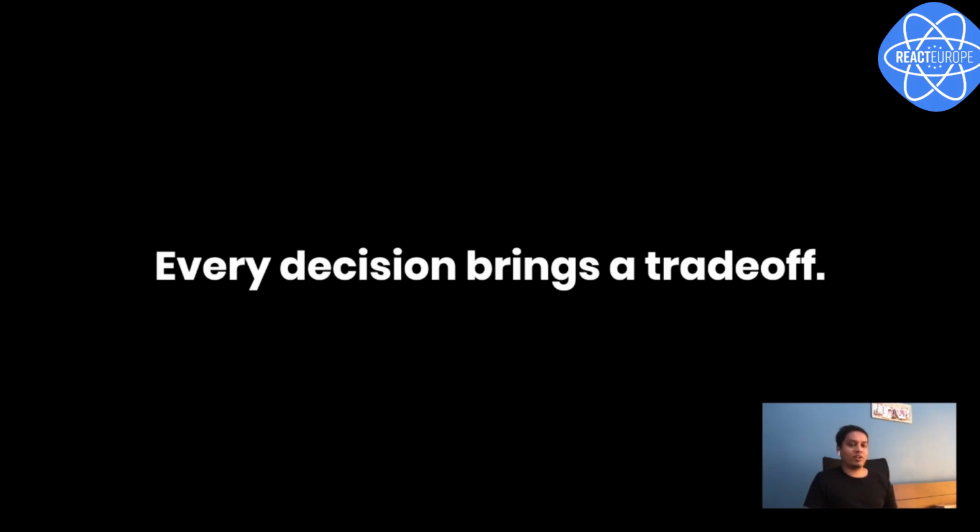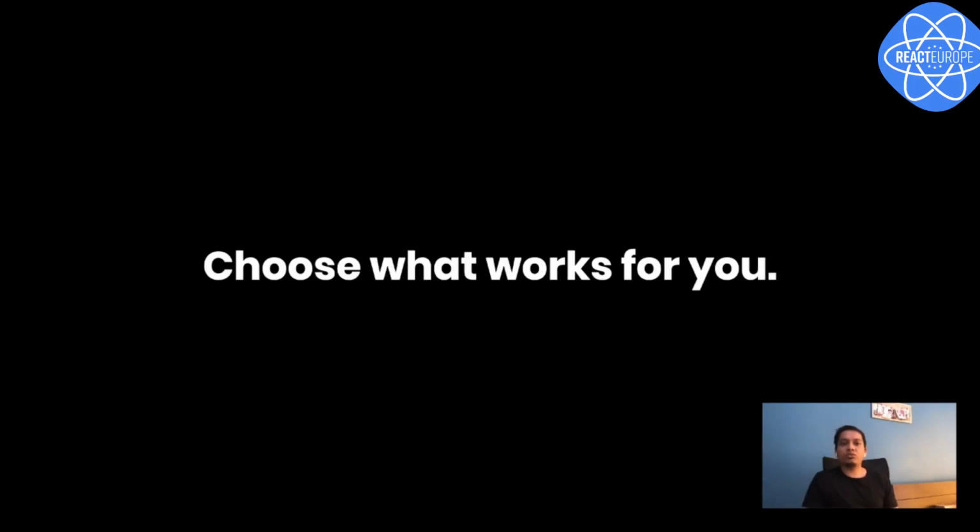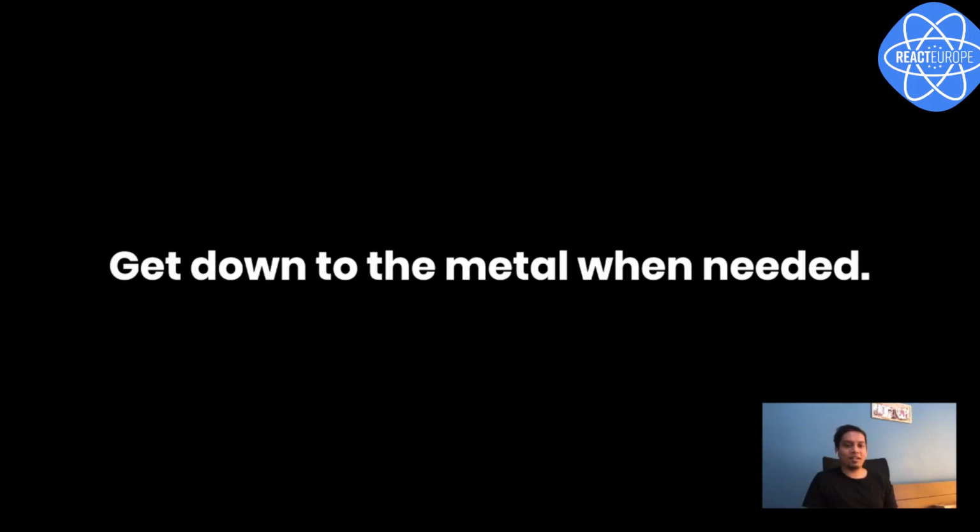So what are the takeaways? What's the crux of the talk? So I want to say that every decision brings a trade-off, be it any architectural decision in your app. It brings in a lot of advantages, but on the other side, it also brings in trade-offs. So I would say choose what works for you, and don't stick to something very strongly. Stay humble and kind. Every tech choice has its own place. No one tech is better than the other. So I would say don't make it your religion. And yeah, get down to the metal when needed.